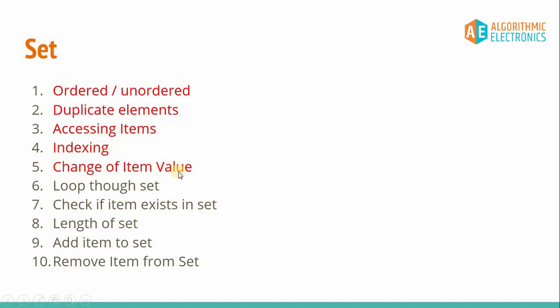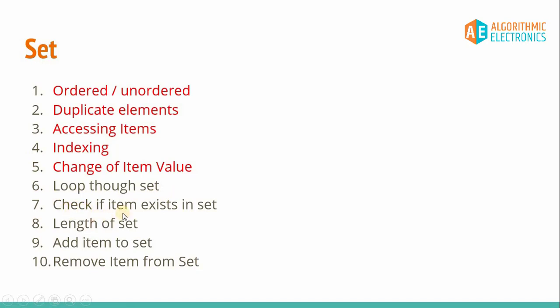Secondly, we'll try to change the value of an item inside the set. We'll be checking whether it is possible to change the value of a particular element inside the set, or whether it's going to raise an error. That's what we are going to experiment on the Python shell. After that, as usual, we'll have a for loop over this set, and we'll try to access the elements from that set.